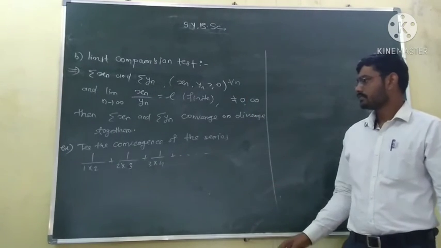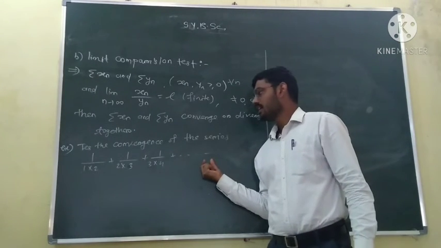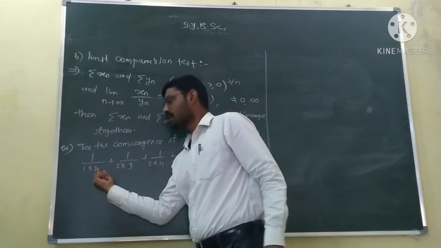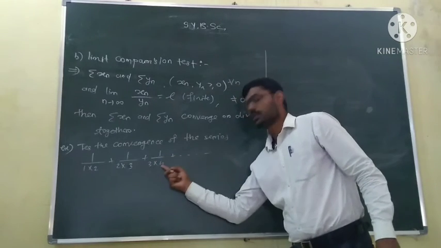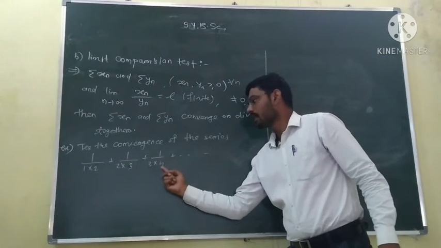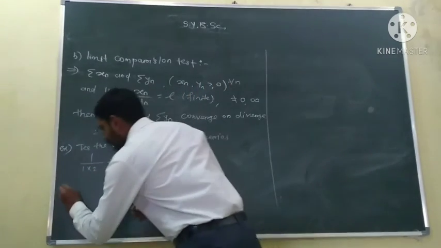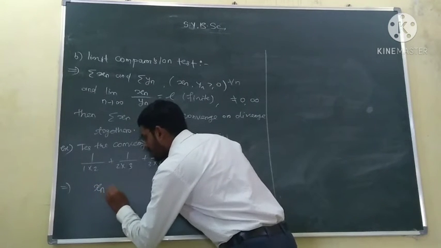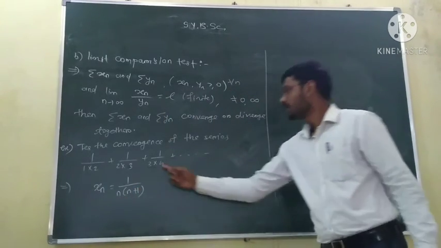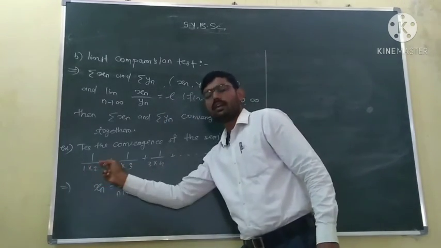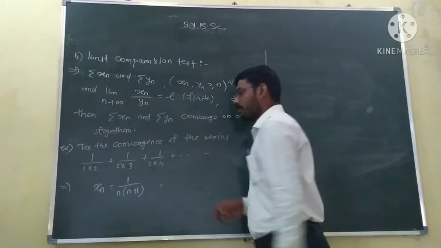So by observation, we can say the nth term of this series must be 1 upon n into n plus 1. See, here 1 into 1 plus 1, that is 2. 2 into 2 plus 1, that is 2 into 3. 3 into 3 plus 1, that is 3 into 4. So here the nth term xn must be equal to 1 upon n into n plus 1. Okay, this is the nth term of this series.